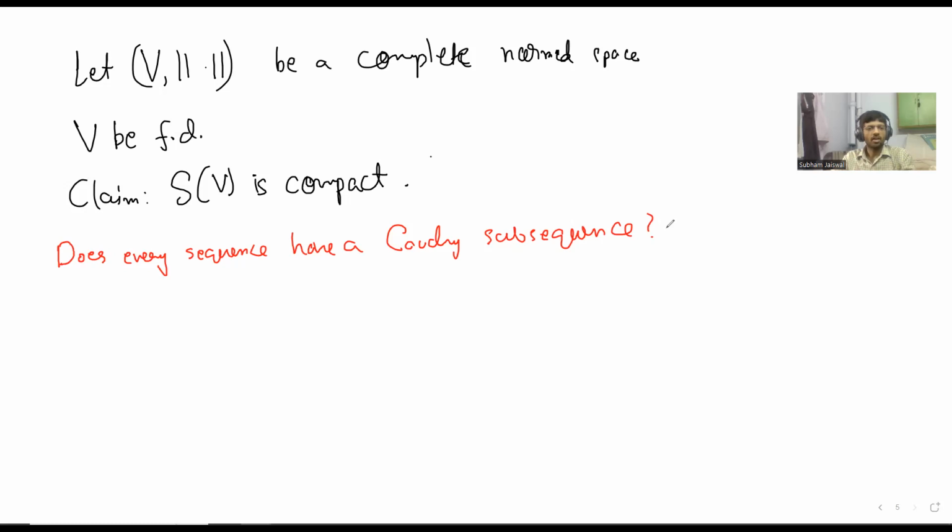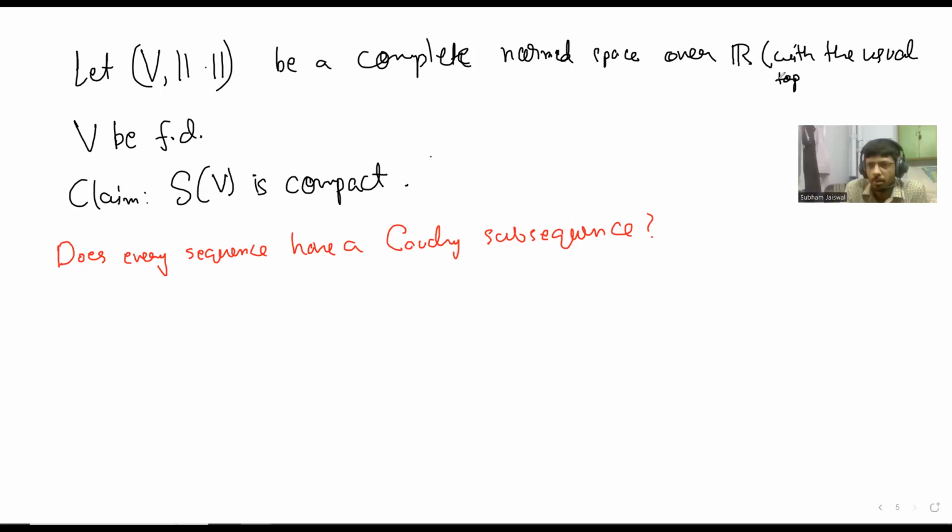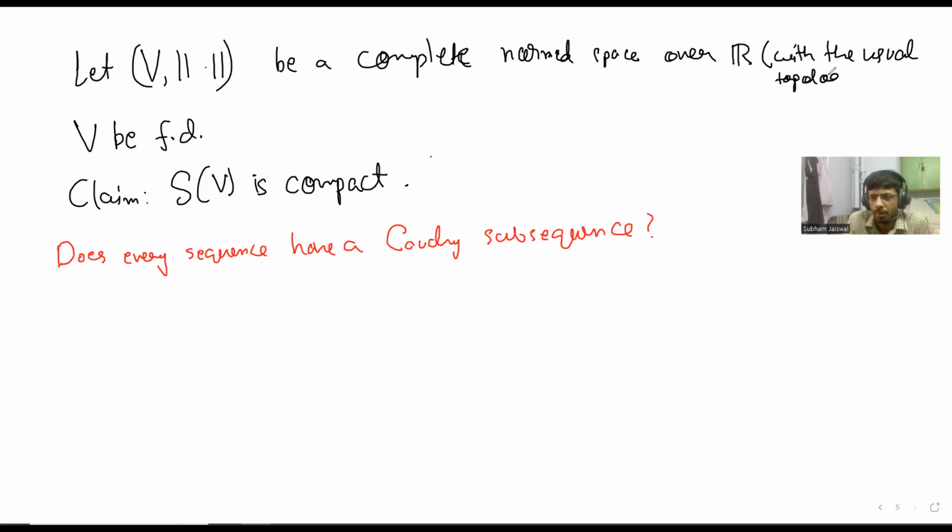Yes, I think I have not written the question very clearly. I realize, over R. Okay. And let me write here with the usual topology. Now, R has the usual topology. That's all I've said. I'm not saying anything about the topology of V. Now it should be okay.